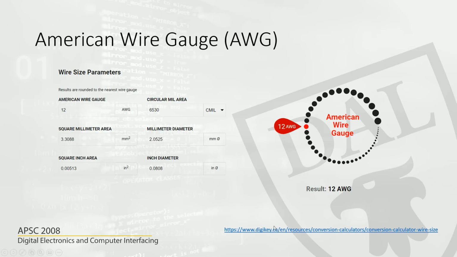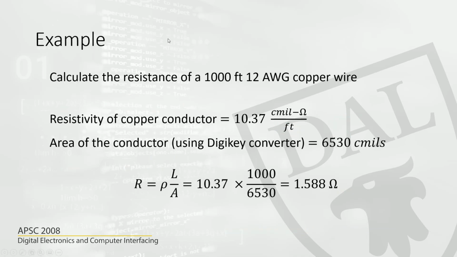There is a DigiKey conversion app which you could use, or there's another formula you can use as well. For wires it is a linear formula, you just have to plug in the numbers and get it. But the app is much easier, so you can go there, plug in the wire gauge, and you get the CMIL. And once you get the CMIL, you can calculate the resistance of that particular conductor.